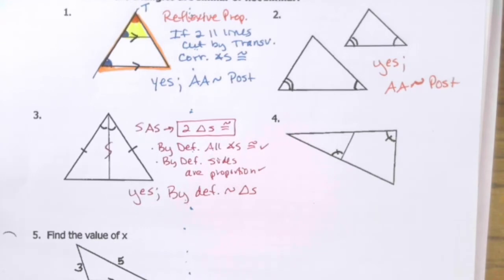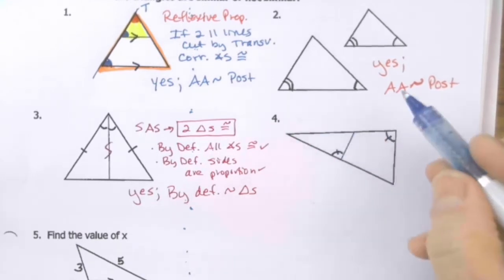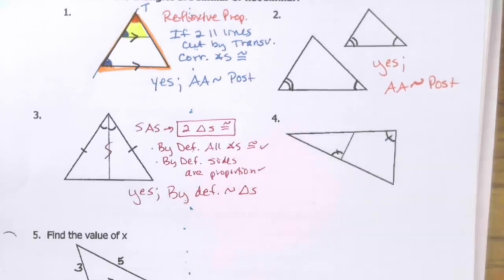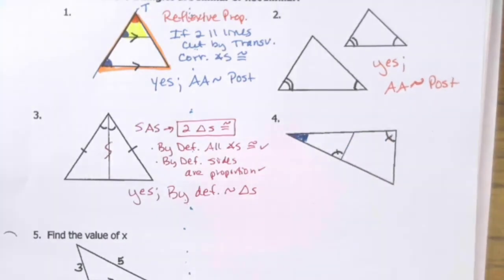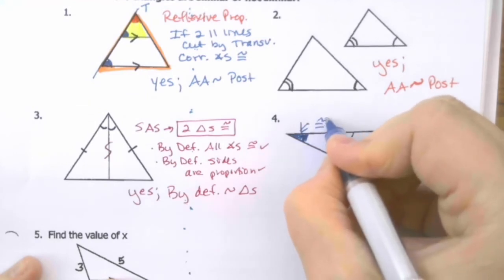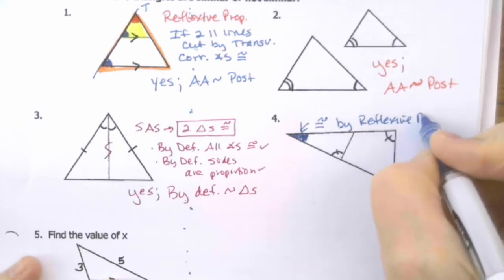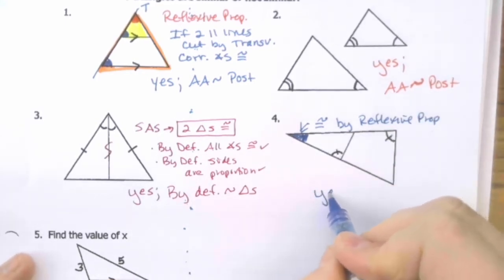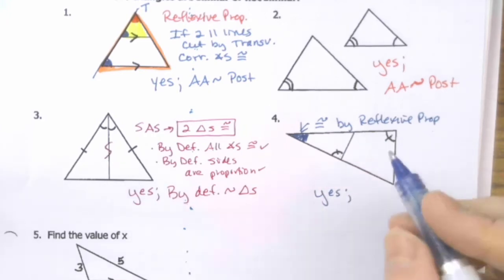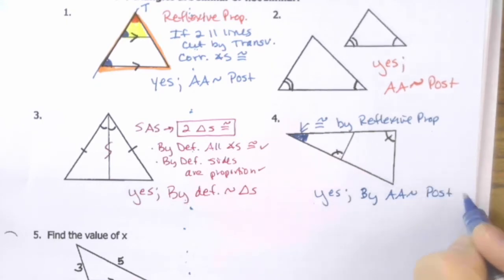All right, number 4. We have a little triangle here, and it's inside the big triangle. There's 1 congruent angle marked for each, but both of these actually share an angle. So that is congruent in both of them by reflexive property. So we now have 2 angles congruent. So the answer is yes, they are similar by angle-angle similarity postulate.